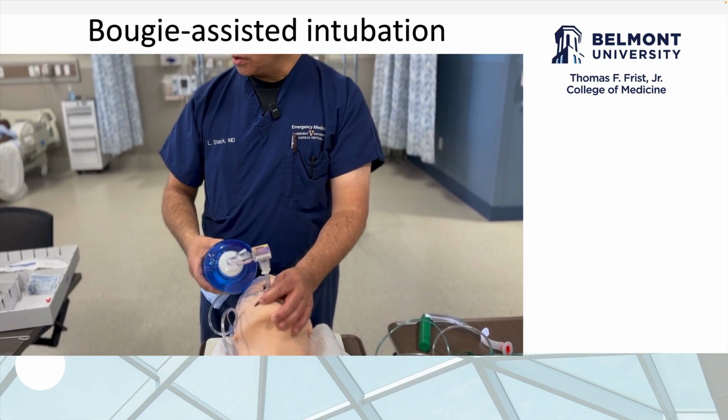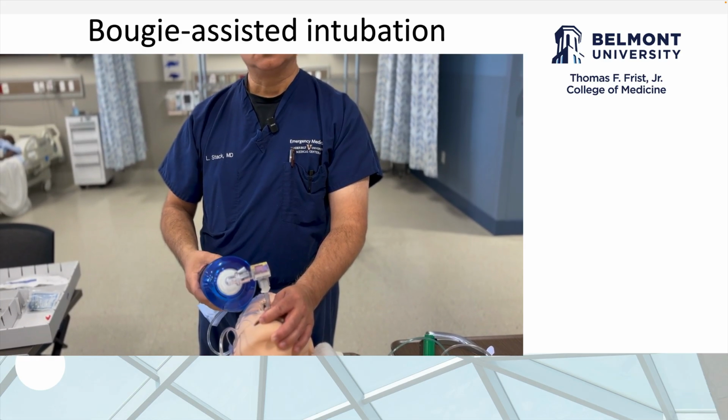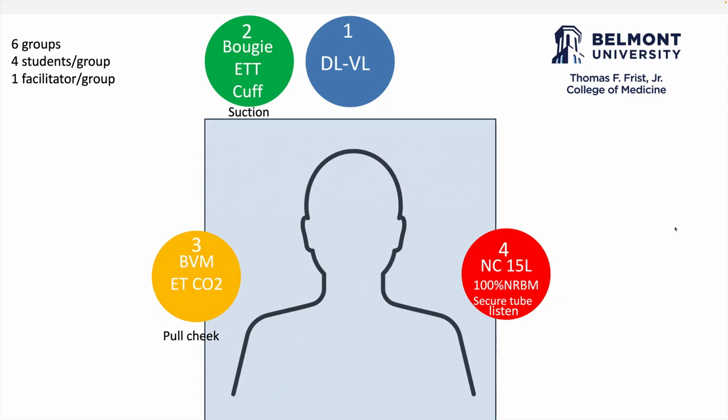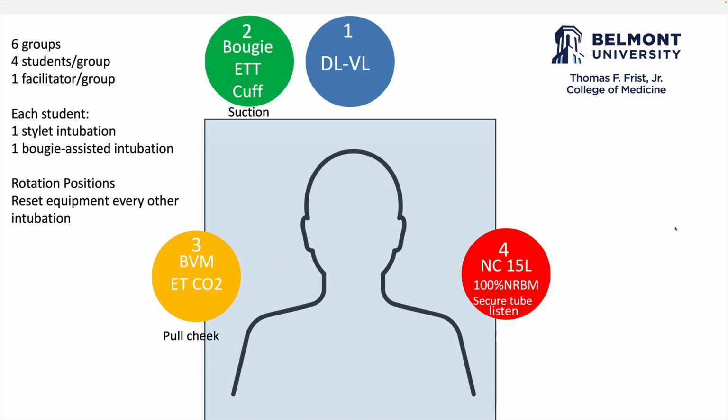And that's what I expect you to do. For this educational activity, we will divide into 6 groups of 4 students with 1 facilitator. Each student will do 1 stylet intubation and 1 bougie-assisted intubation. Rotate so each student does every position. Reset equipment every other intubation.